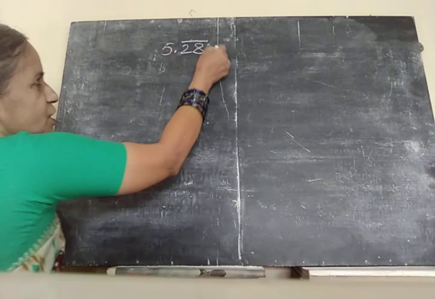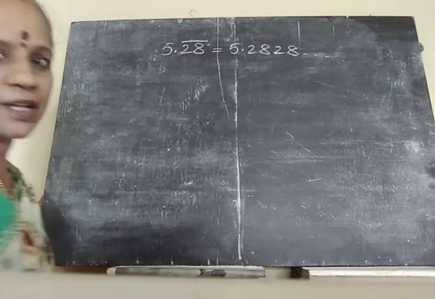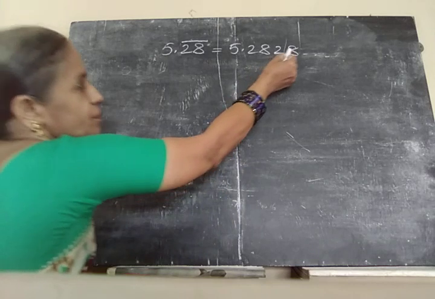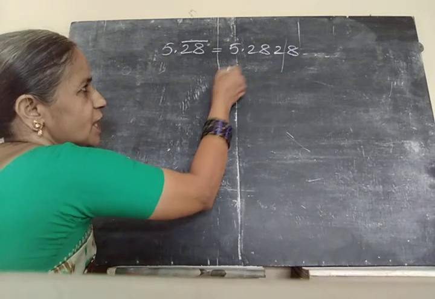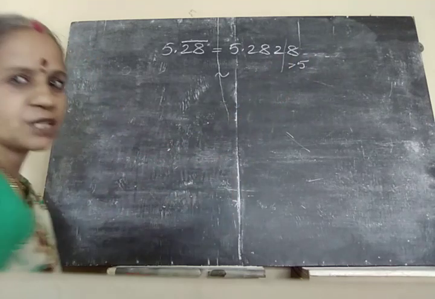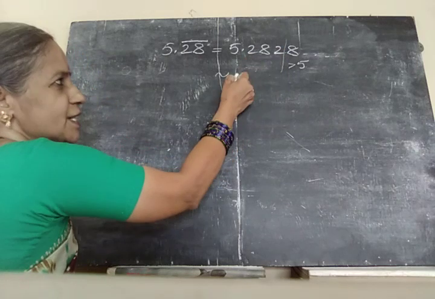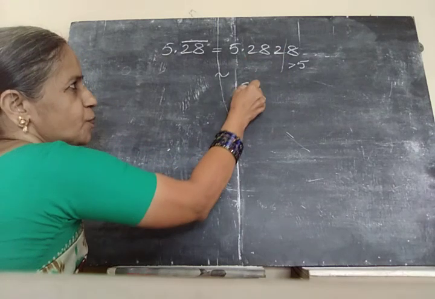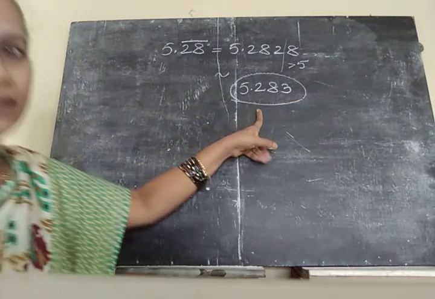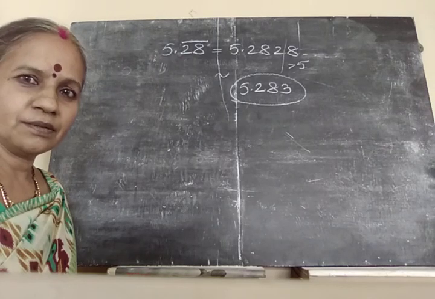5.28 bar means what? 5.28 dash dash dash. Okay. Up to 3 decimals only it is enough. So observe the nearest value of this one. Here the fourth decimal is greater than 5. So then you have to increase this digit by one. The nearest number is 5.283. So represent this on the number line in magnification form. Okay.